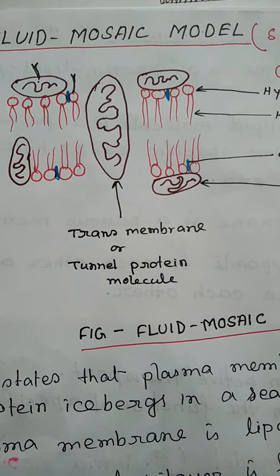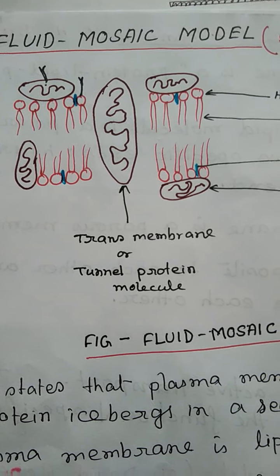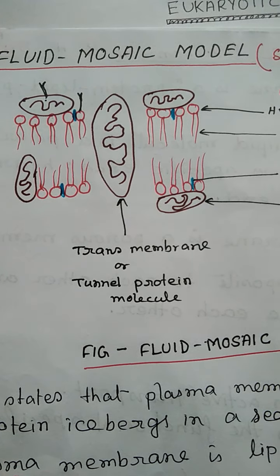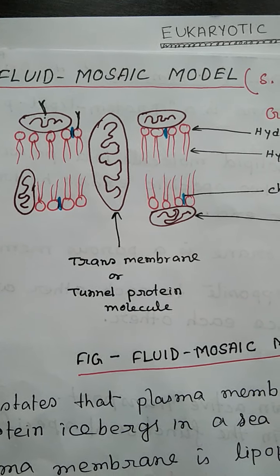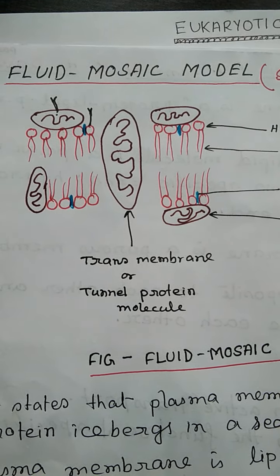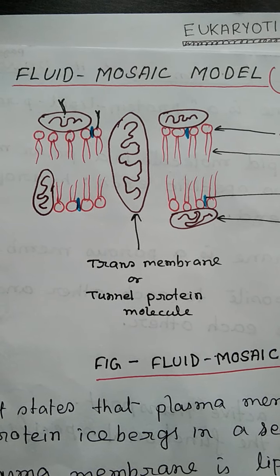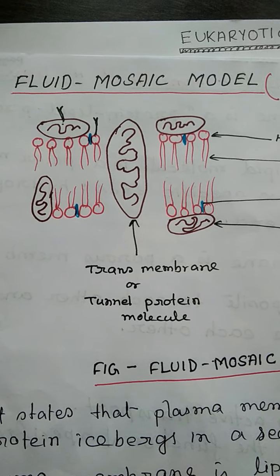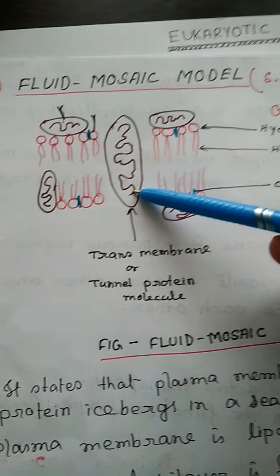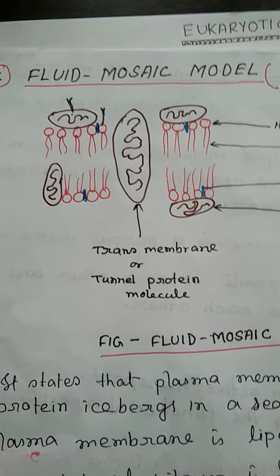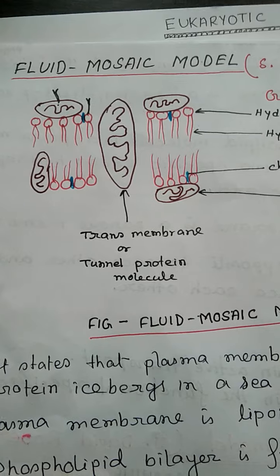This arrangement forms a water-resistant barrier. Here the carbohydrates are associated with only the outer surface of the plasma membrane. Cholesterol molecules are present between the phospholipids, and different phospholipids are found in the two layers, and different proteins in the two protein monolayers. So this is all about the fluid mosaic model. I have already shown you three types of models. These are very, very important for you.